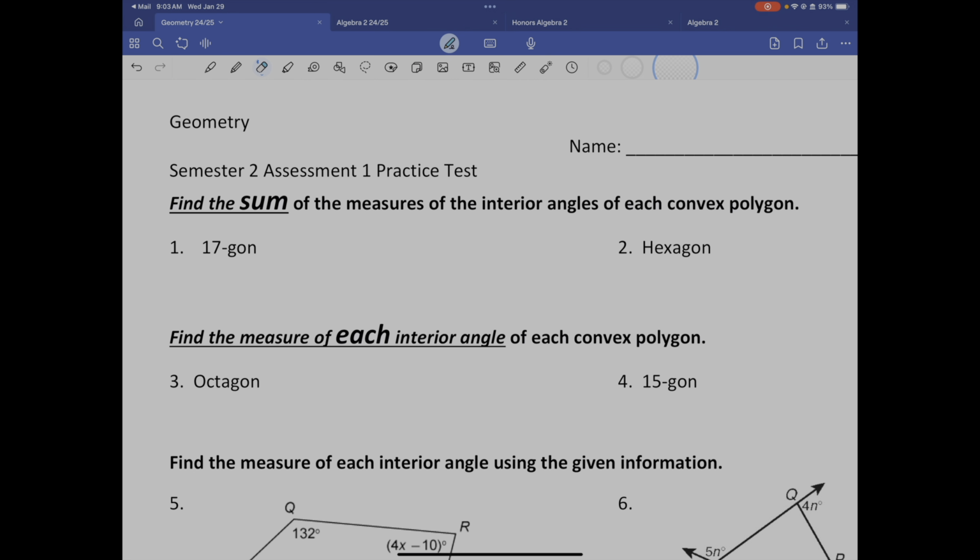All right, here we go. Review. This is unit, I don't know which unit we're on, I guess Unit 6, maybe? Unit 6 assessment.